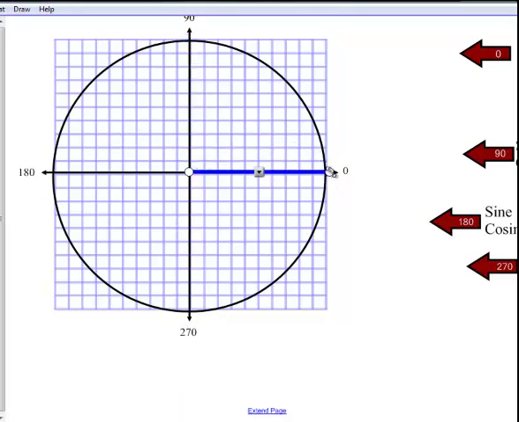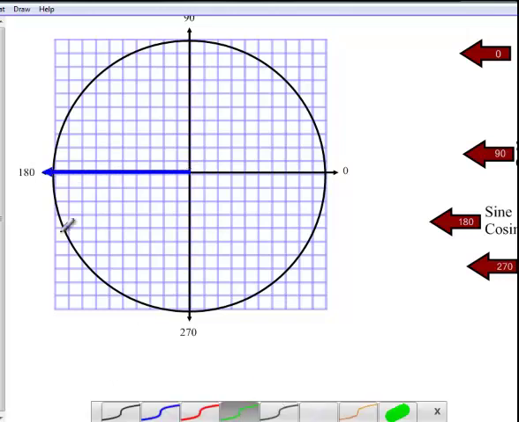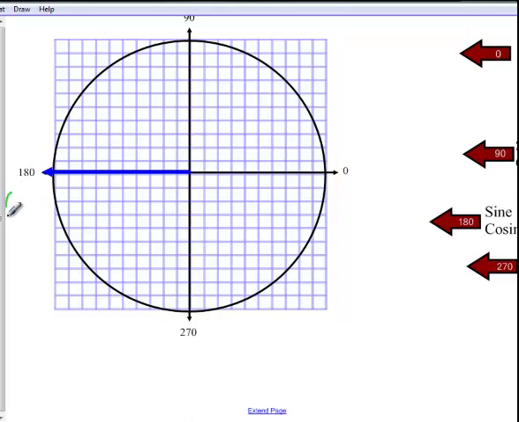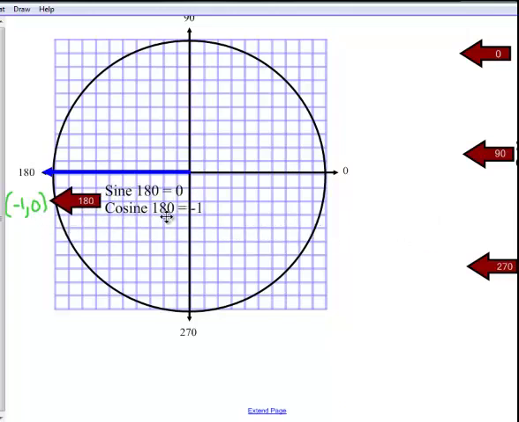So if that was 0, it's 90, boom, 180. Okay, so what's that point right there? Remember, it's a unit circle. So we went over -1 and up 0. Oh, I get it. My cosine is my x value. So the cosine of 180 is -1, and the sine of 180 is 0.